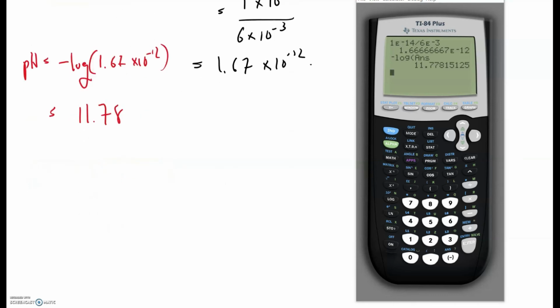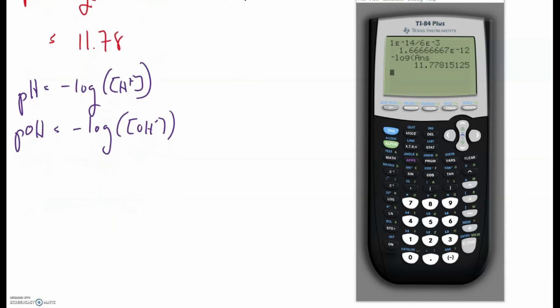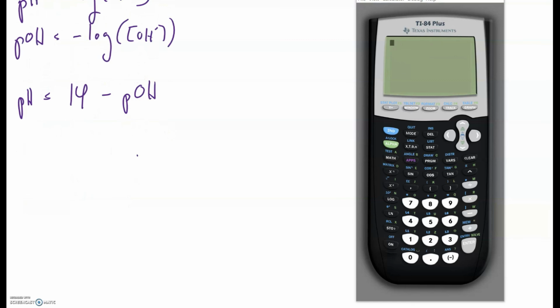Here's another technique. If pH is equal to negative log of H+, then logically pOH is equal to negative log of OH minus. So if we were to find the pOH, it's the same as finding the pH. We use the same technique. How do we get that into pH then? We'll simply take 14 and subtract the pOH. And so let's try this, all right?